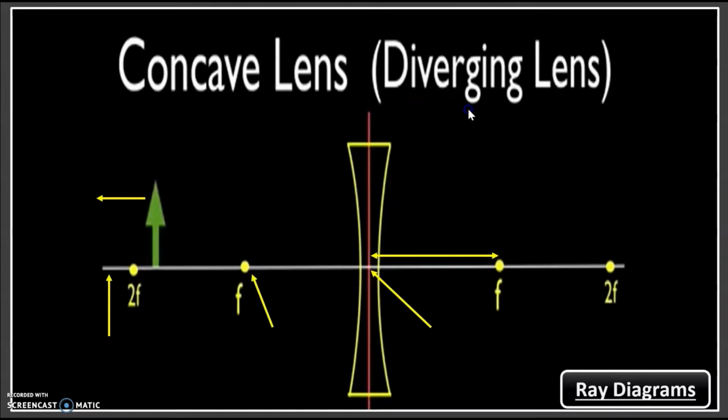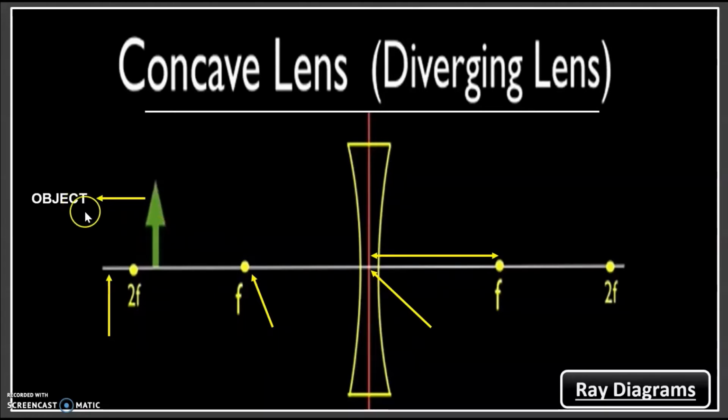So for concave lens, which is also known as diverging lens, this type of lens has a thinner middle part and thicker edges. So again, we have this green arrow which represents the object. It is placed in front of the lens where the light rays will come from. And then you have the principal axis. It's a straight horizontal line passing through the vertex or the center of the lens.